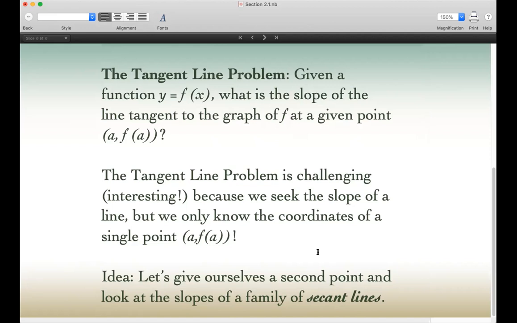So that's why this tangent line problem is kind of interesting and challenging: I'm trying to find the slope of a line, and in terms of coordinates on the line, I only have one of them. Of course, I also know that the line's supposed to be tangent, and that's what we have to take advantage of in order to be able to do this. All right, so this is an idea: we're going to give ourselves a second point on the curve. That is, we're going to look at a family of lines that are all called secant lines.